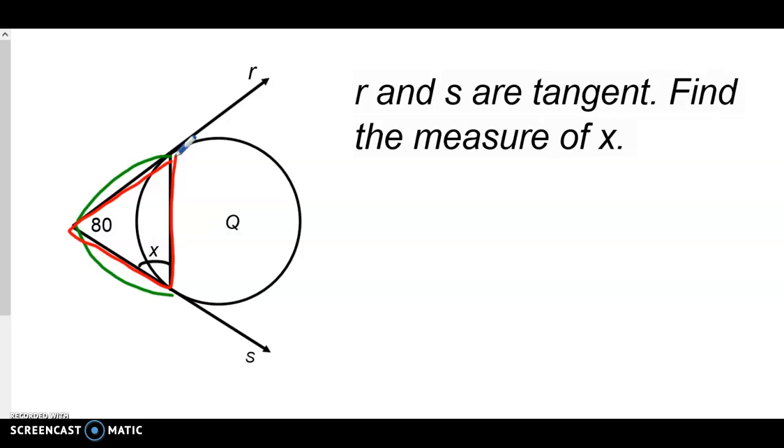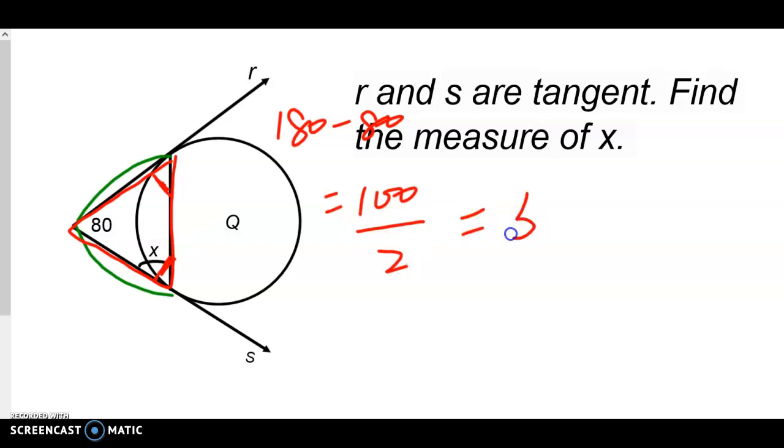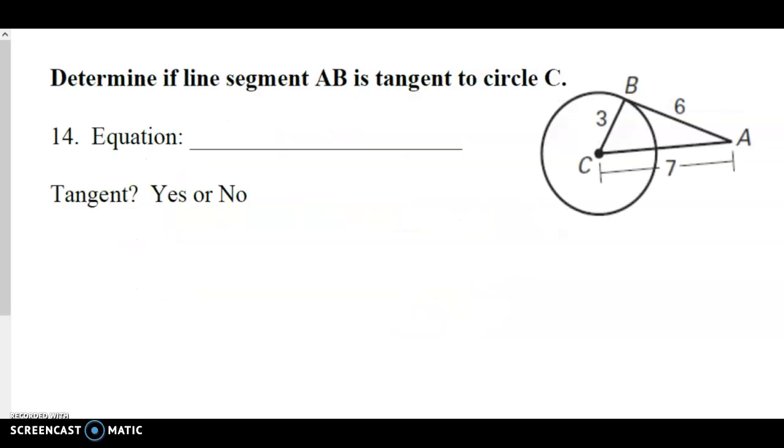If this is 80, as we know, the sum of a triangle is 180. So 180 minus 80 equals 100. So 100 is this angle plus this angle. Since this is an isosceles triangle, this angle equals this angle. So they are equal to each other, and we can divide by 2, which is 50 for each. So x equals 50 degrees. And one more example.